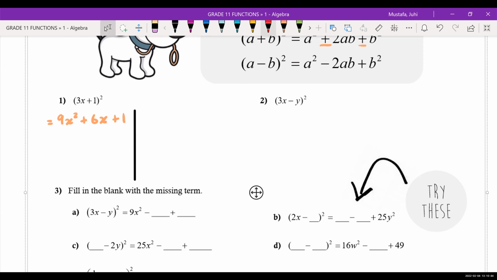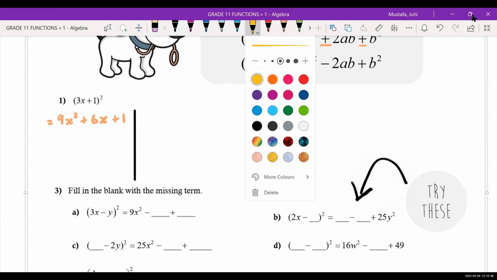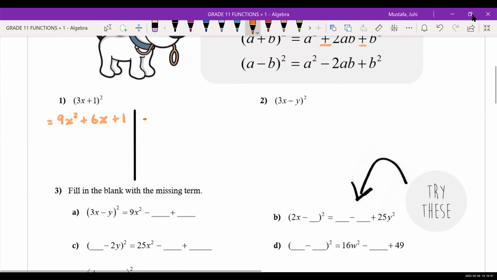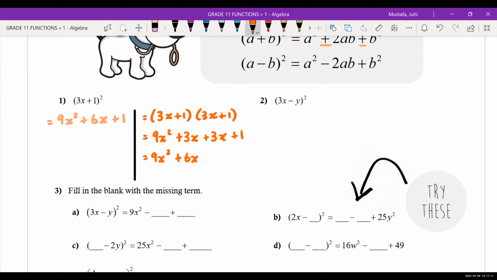Okay, so on this side, now I'm going to use the orange, and this is basically like saying 3x plus 1 times 3x plus 1. 3x times 3x is 9x squared. 3x times positive 1 is 3x. 1 times positive 3x is 3x. And 1 times 1 is 1. And then you clean it up and you get 9x squared plus 6x plus 1, which is exactly what we got before.